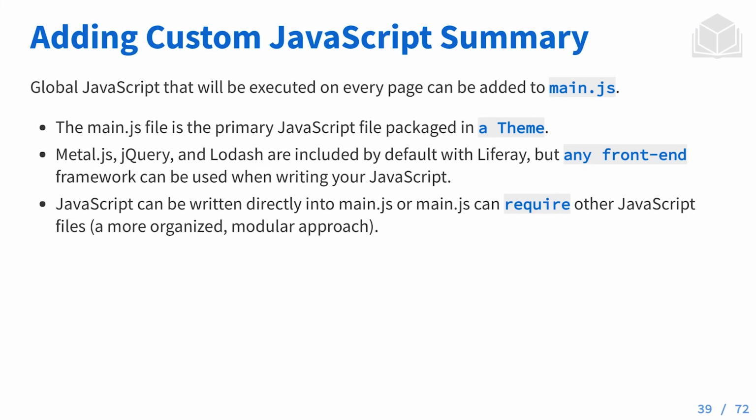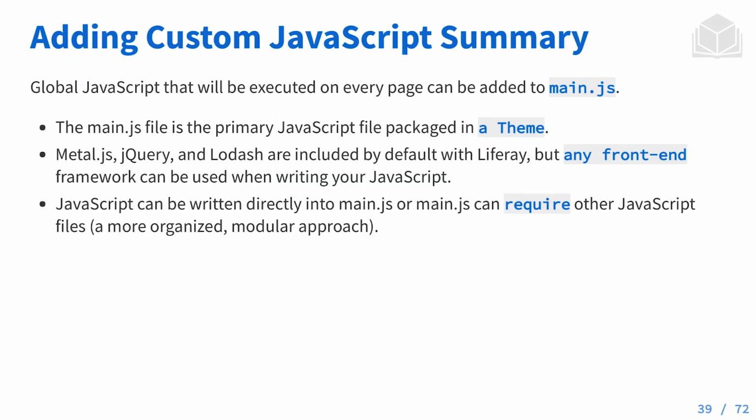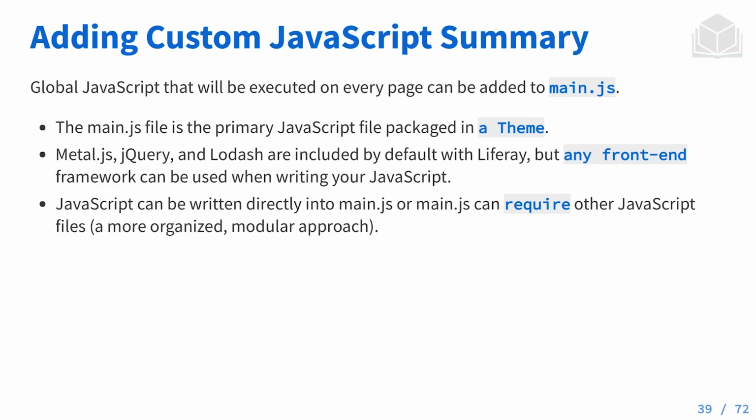So let's recap before we dive in with our own theme here. The global JavaScript that will be executed on every page needs to be added into our main.js. Just like all of the other features that we've looked at so far, if we want global JavaScript to be executed on every page, it needs to be added to the theme. There are, of course, other ways of adding JavaScript to the platform, but this is the big picture global way of adding JavaScript. So that needs to be added to that main.js.